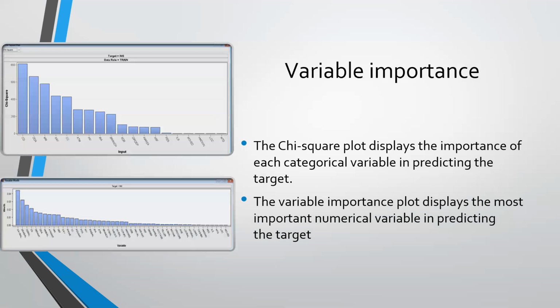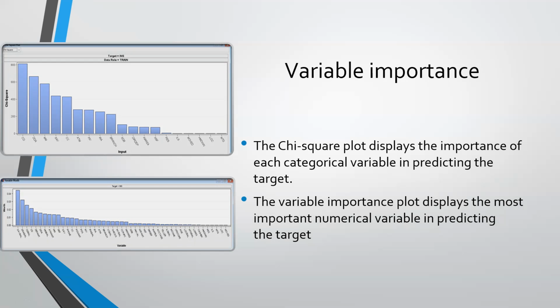We go to the next slide. So the top graph here is a chi-square plot, and this plot displays the importance of each categorical variable in predicting the target. We do this by looking at the StatExplore node, and we can analyze different aspects of the variables. For the chi-square plot, the top three categorical variables are whether the customer has a certificate of deposit, has a checking account, or has a money market. So this is a yes/no option, or binary.